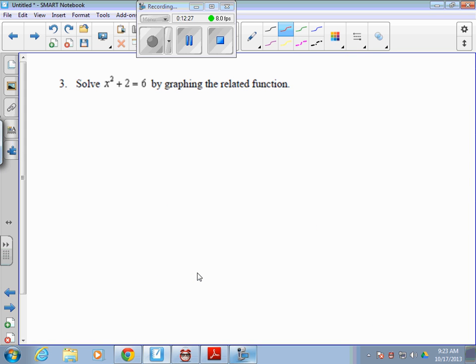Okay, so it says solve it by graphing. So again, we got to do the same thing, but this one's going to be easier because as it's written in standard form, we can simplify this one to make it even easier. It says to solve it by graphing x squared plus 2 equals 6. Just simplify this by undoing it because there's no y value. Subtract 2, and you get x squared equals 4.